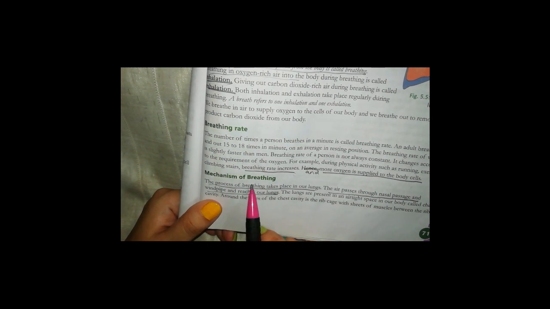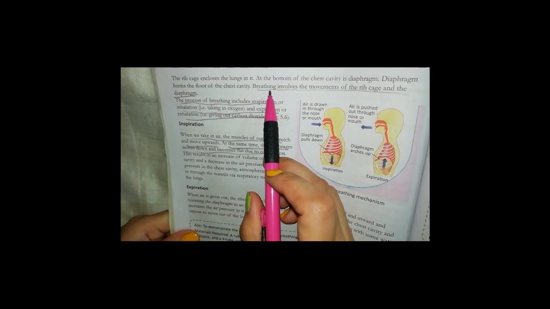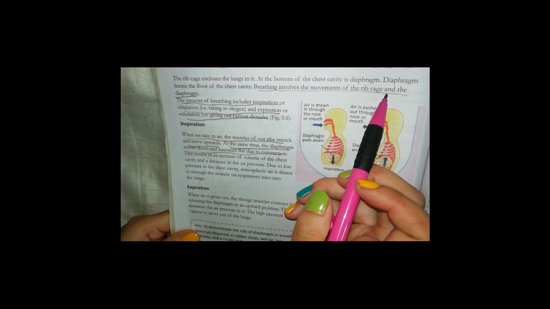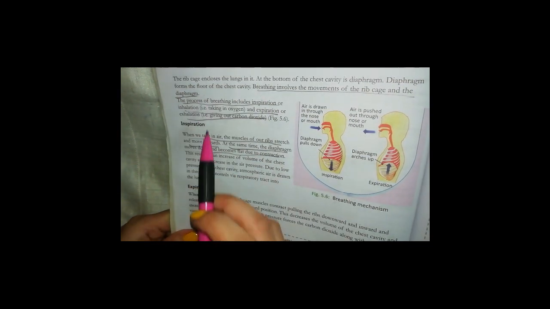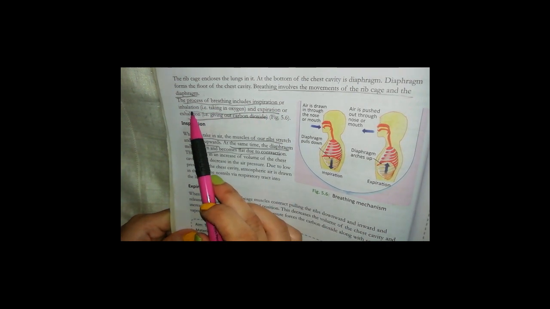Now you have seen the mechanism of breathing heading in page 71. Now you mark from here. The process of breathing takes place in our lungs. The air passes through nasal passage and windpipe and reaches our lungs. You write up to here. And then you turn to page 72. Then you mark from here again. Breathing involves the movement of the rib cage and the diaphragm. So the process of breathing includes inspiration or inhalation.